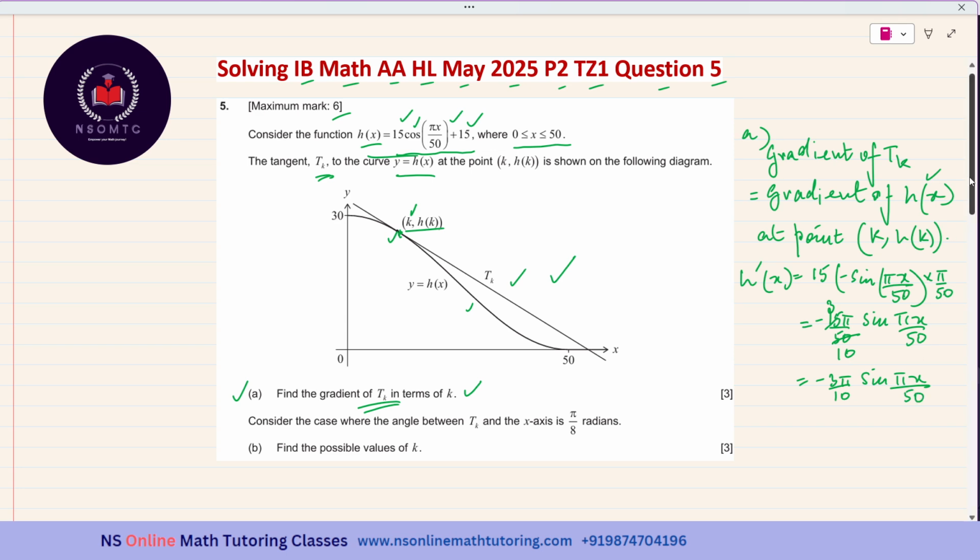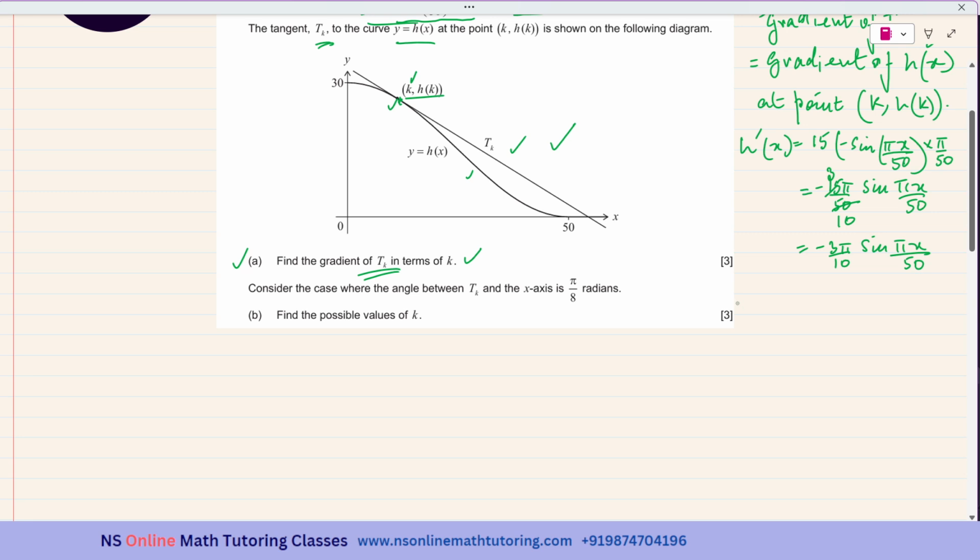Therefore the gradient of TK is equal to h prime of k. When x equal to k, it is equal to negative 3 pi over 10 sin pi k over 50, as in place of x we will be writing k. So this is the answer for part A.